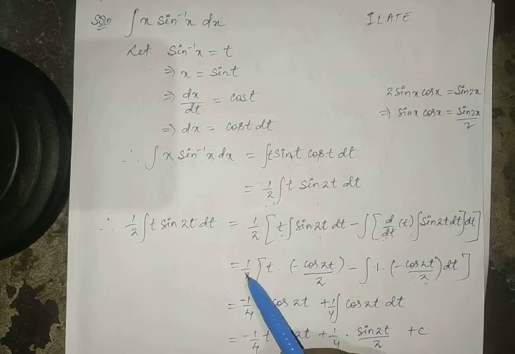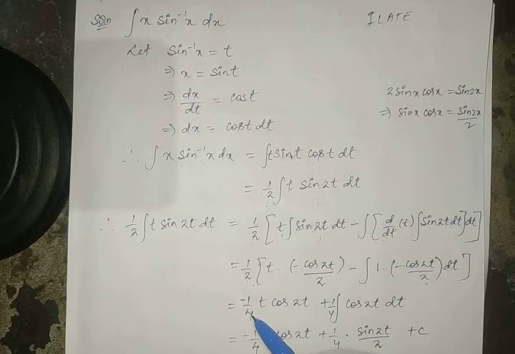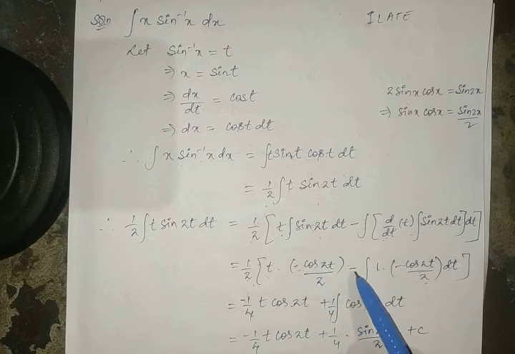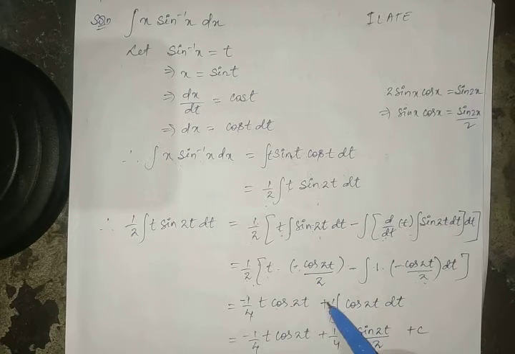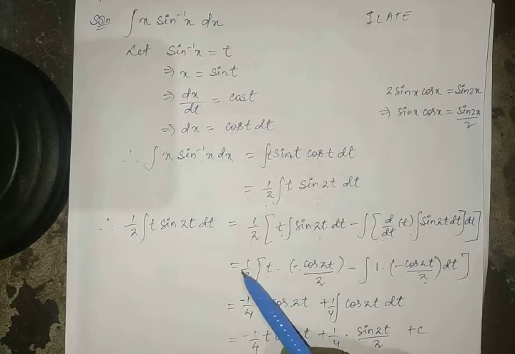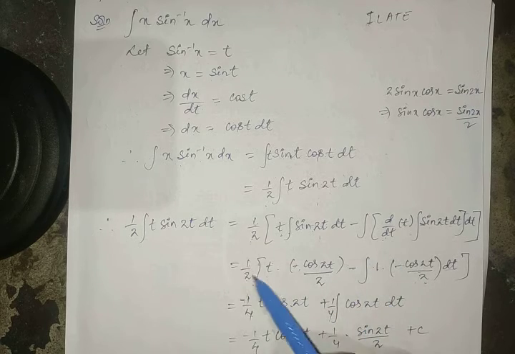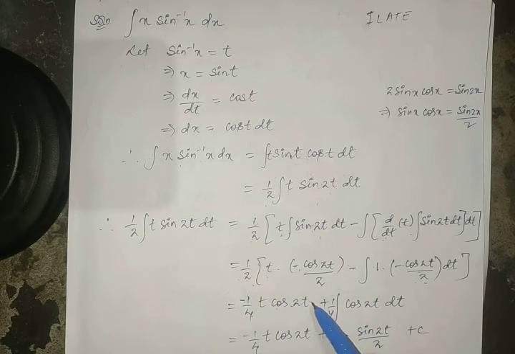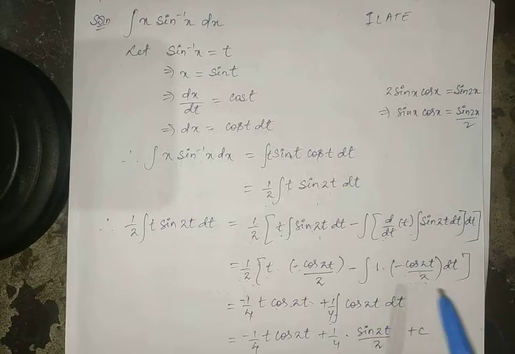So 1 by 2 into 2 will be 1 by 4, right, and here we have minus, everything has minus outside. Then 1 by 4 t cos 2t, then this minus and this minus will become plus. And this 1 by 2 is multiplied to both, as I have said, so 2 into this 2 will become 4. So plus 1 by 4, the integration of cos 2t dt.